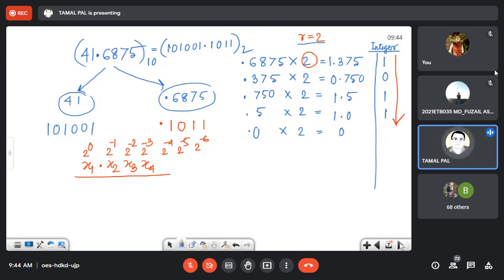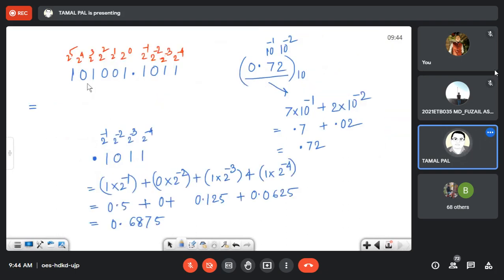Okay. So this part will be 41 and this part is 0.6875. So together this is nothing but 41.6875. Is it clear to everybody? Yes, sir. Okay.